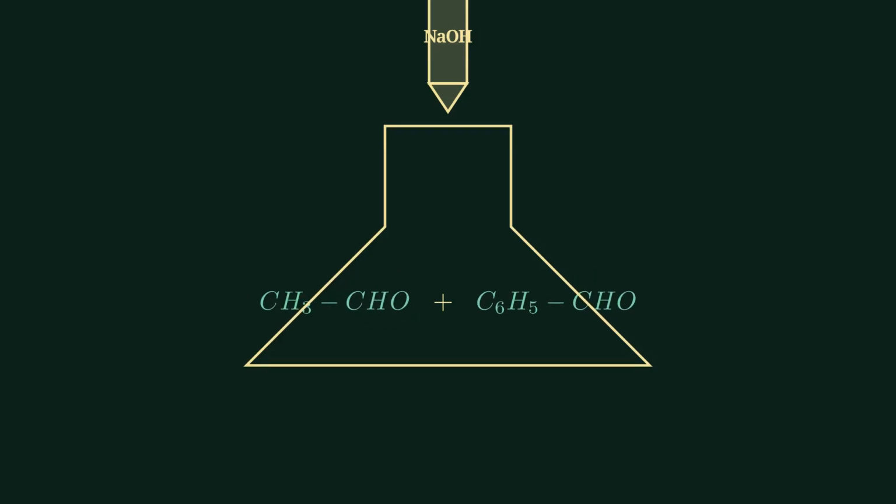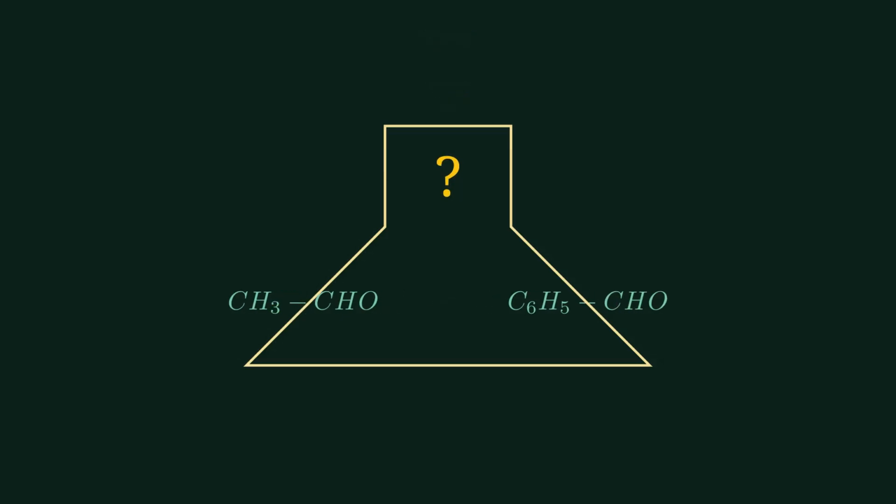But here's the puzzle. Why do these two molecules, which could ignore each other or react with themselves, choose to come together to form one specific, beautiful product called cinnamaldehyde? Welcome to the Claisen-Schmidt reaction, a classic example of chemical choreography.